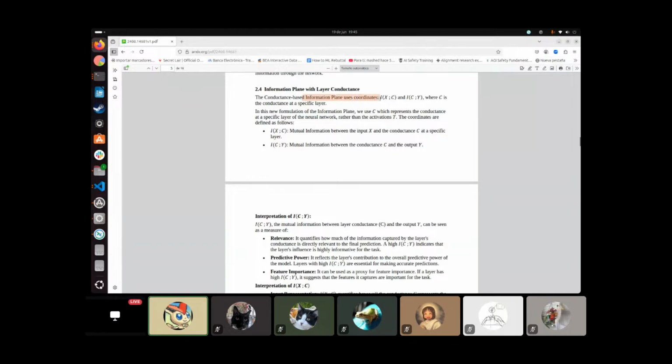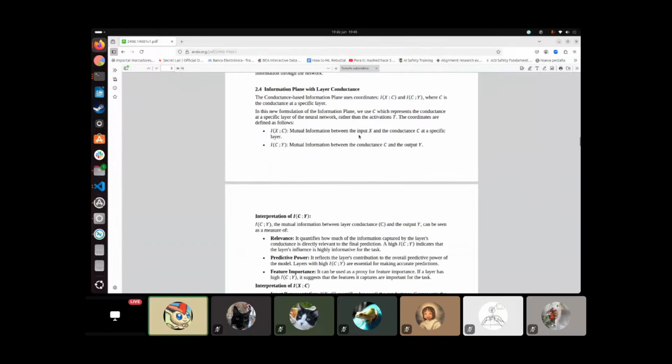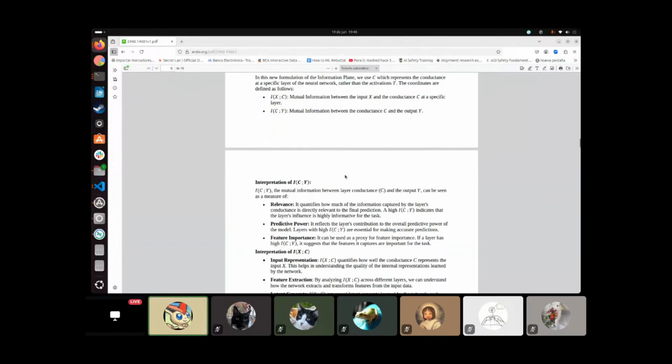Information plane with layer conductance. The conductance-based information plane uses coordinates. I see. So is the mutual information where the conductance is with conductance? Yeah. Why do you want to do this though?